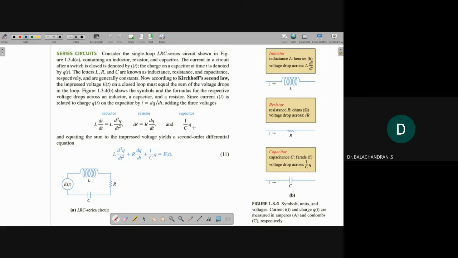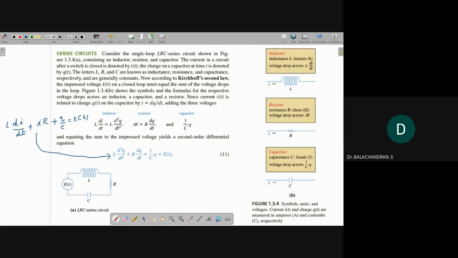Now I will write here. Using Kirchhoff law, you can write L into di by dt plus IR plus q by c equal to E of t. Using the relation I equal to dq by dt, from this equation we will get this equation.